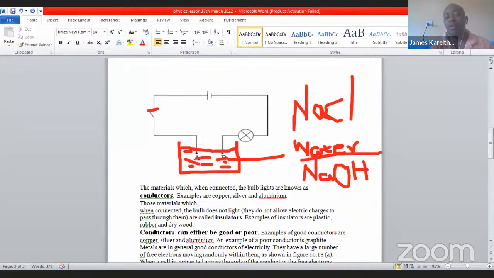So water is a poor conductor of electricity. Therefore, the bulb will light dimly. But sodium chloride is a liquid that will allow electrons to flow within that liquid, and the bulb will light, actually very brightly. Now, this is what we are trying to demonstrate.